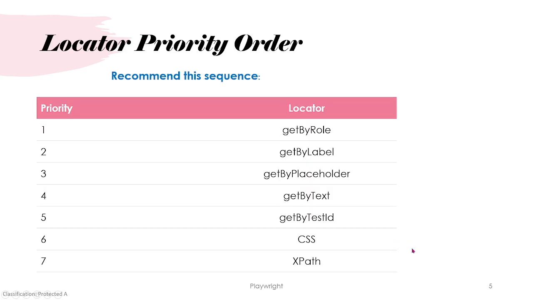Locator priority order. This is just a recommended sequence. This is a priority. Here is a locator. Number 1 is get by role. Number 2, get by label. Number 3, get by placeholder. Number 4, get by text. Number 5, get by test ID. Number 6, CSS. Number 7, XPath.